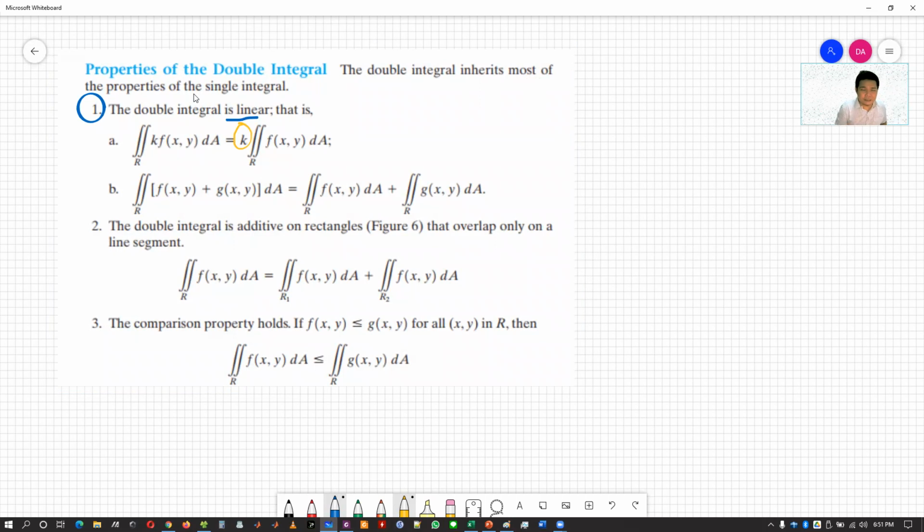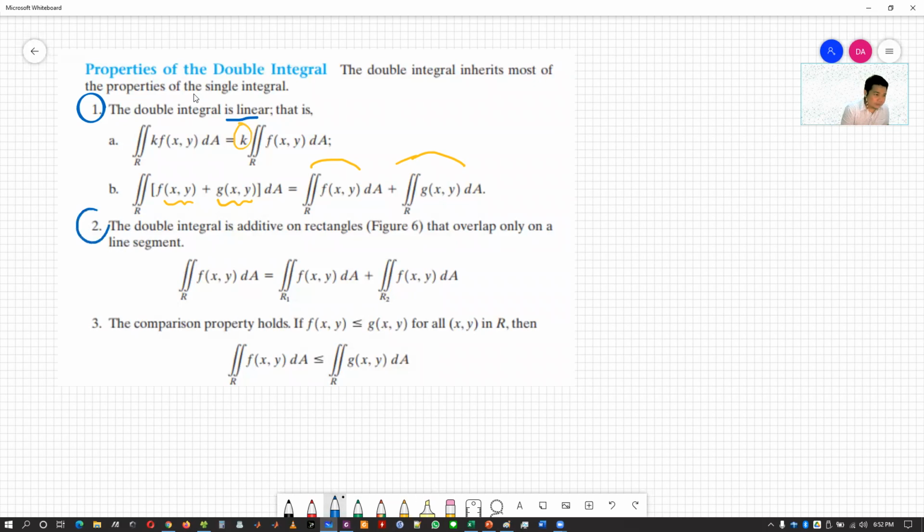This is exactly the same as in the single integral. And this is for constants, and also for additions. You can distribute: for a sum of functions like f(x) plus g(x), we can split it and then integrate each function. This is what we call the linearity of an operator. So a double integral is also a linear operator.